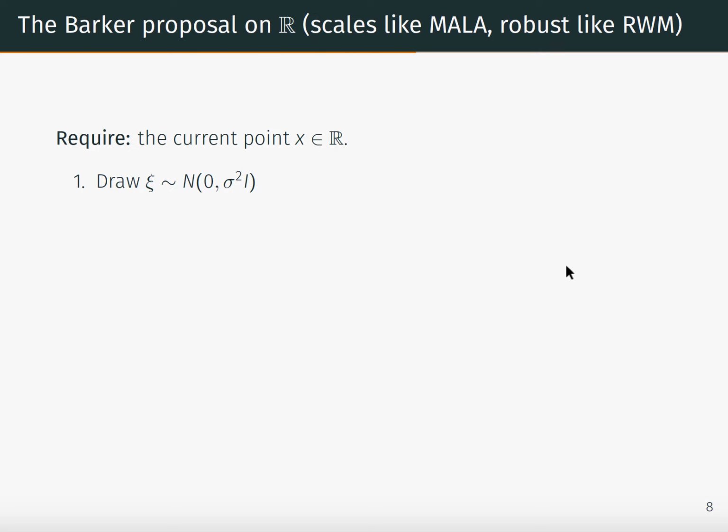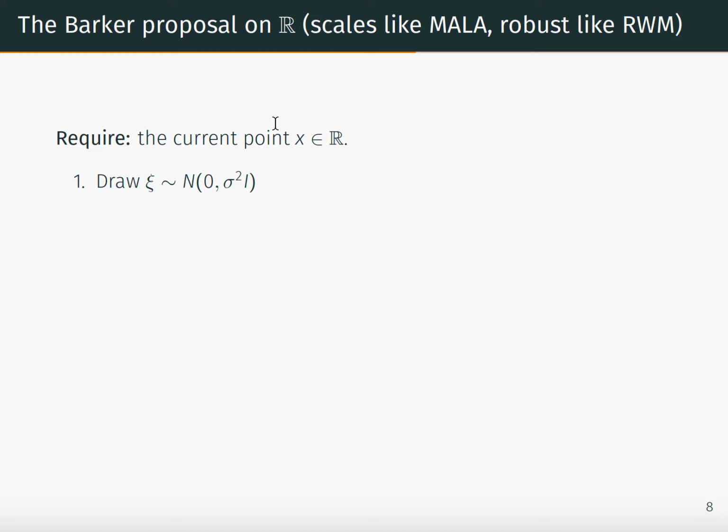And of course the answer is yes, and that's the main contribution of our work. We're calling it the Barker proposal, and I just want to give you a flavor in one dimension of how it works. The headline is that it scales like MALA, with this d to the minus third scaling with dimension, but it has the robustness properties of the random walk Metropolis. The spectral gaps decay polynomially in the setting that I discussed.